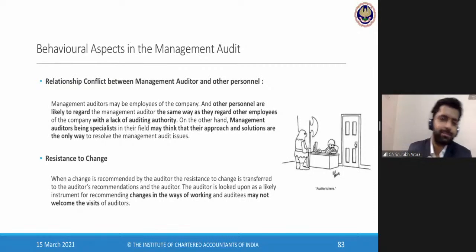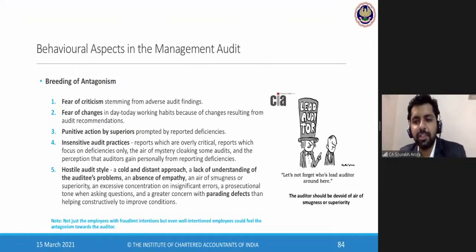The first is conflict. Third is breeding of antagonism. So do not go there and say, let's not forget who's lead auditor around here. The auditor should be devoid of air of smugness or superiority. Antagonist means villain. So a breeding of antagonism means that the auditee might see you as a villain. And why could he see you as an antagonist in his picture? Because of the fear of criticism that might stem from your adverse audit findings. So obviously, if you give some adverse audit findings, the auditee will be criticized.